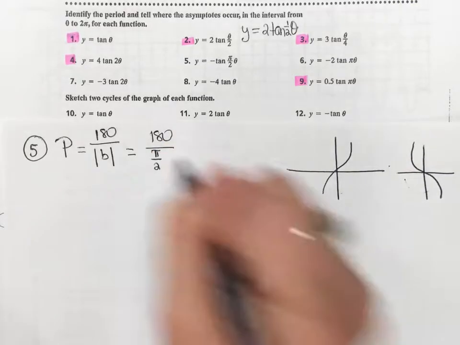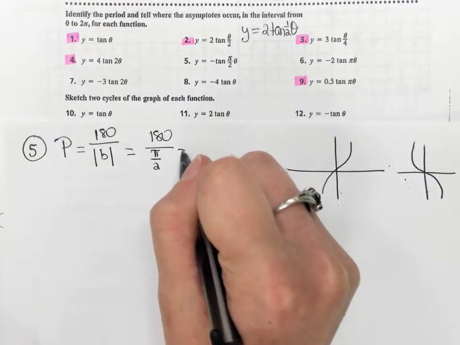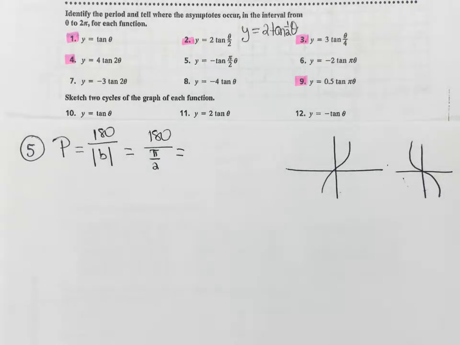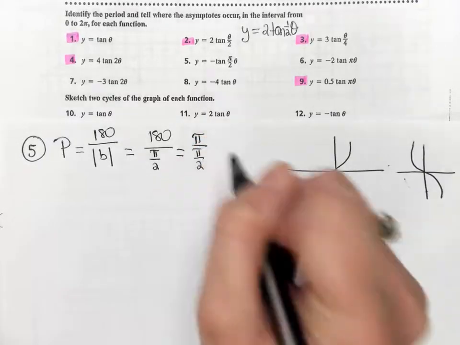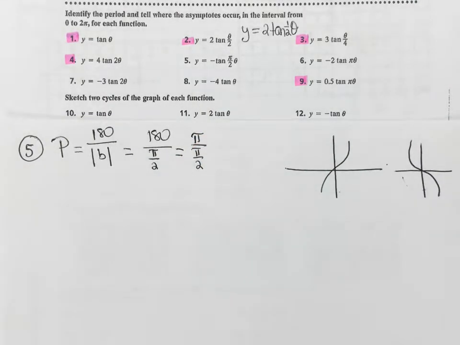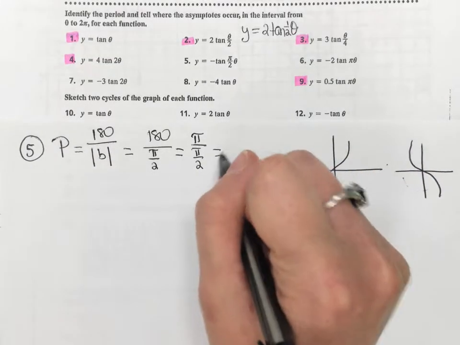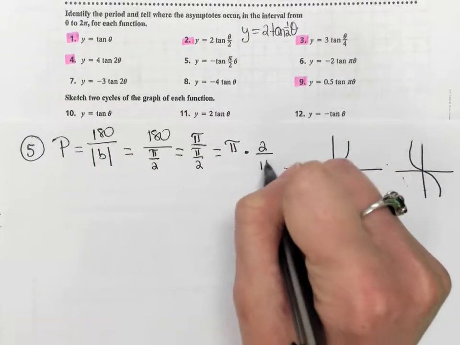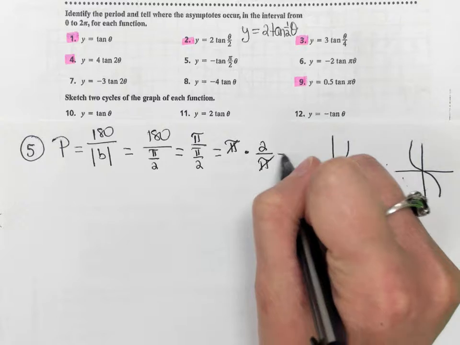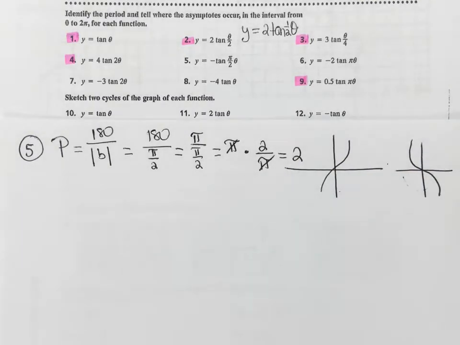All right, so we'll need to do two things. First of all, we don't need to keep 180 and have a pi over 2. What do we need to change 180 to? Pi. Very good. So let's change that to pi. And then pi over 2. Are y'all okay with that? 180 is the same as pi. Alright, then we can keep change flip. So keep the pi, change division to multiplication, and flip that fraction, and the pi's cancel out. So you have a period of 2.